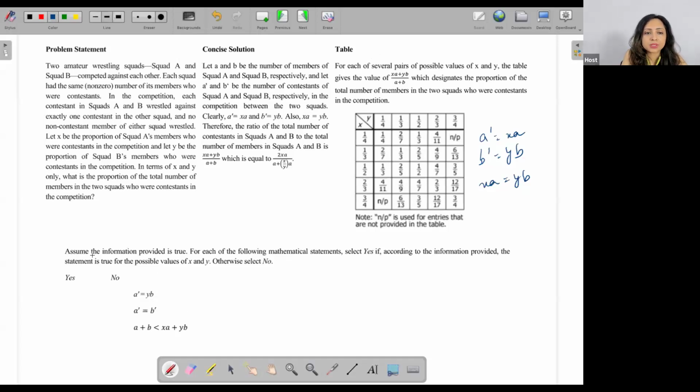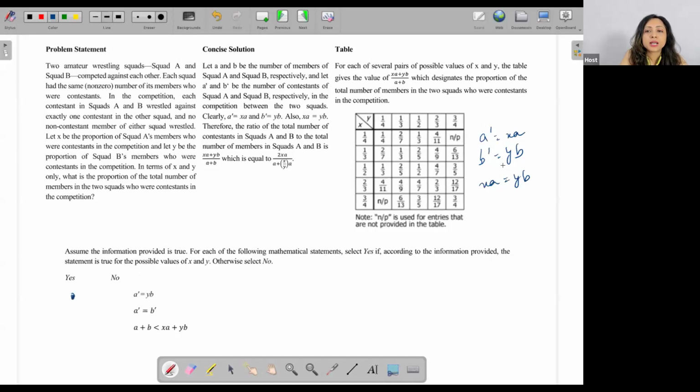A dash is, it says assume the information provided is true for each of the following mathematical statements. Select yes if, according to the information provided, this statement is true for the possible values of x and y, otherwise select no. So we have to select yes if this is true. A dash is equal to yb. We know A dash is equal to xa and xa equal to yb. So, well, yes, this is true.